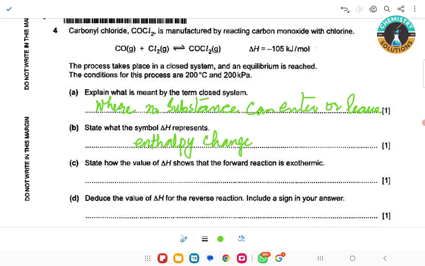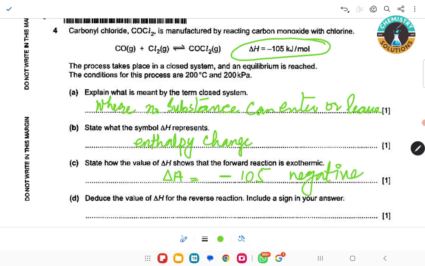State how the value of delta H shows that the forward reaction is exothermic. As you know, the value of delta H is given as negative. This one is negative 105. So the negative sign tells us that this reaction is an exothermic reaction.